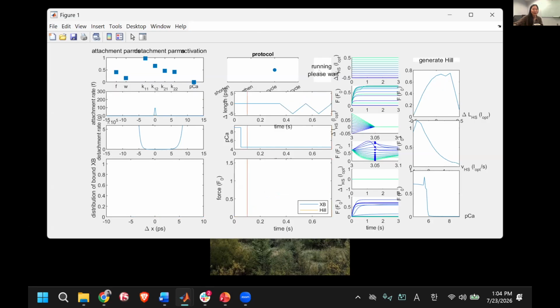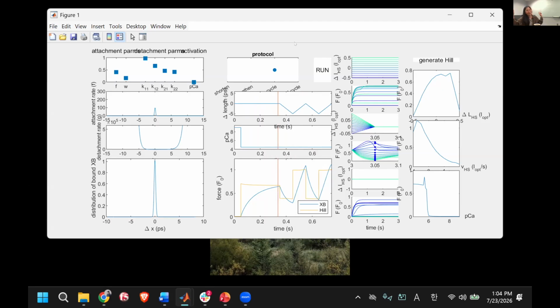We can simulate different types of protocols and compare how the Hill-type muscle model and cross-bridge muscle model estimate muscle force differently. I would say overall they are similar, but depending on the question that you are asking, if this transient matters for you, maybe you need a cross-bridge muscle model rather than using a Hill-type muscle model. But if you are looking for, say, average force at steady state, maybe the Hill-type muscle model will be enough for you. Any questions on this?